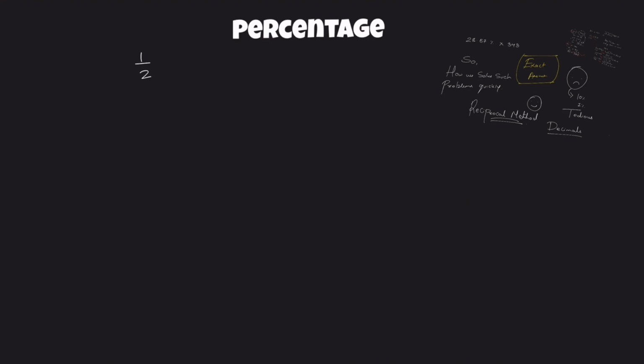Now let's start by understanding the reciprocal method of percentage. Now we start with this. 1 by 2 is 50%. What is the meaning of this? Say there is an exam of 200 marks and you scored 100 marks in the exam. What percentage of marks did you score?